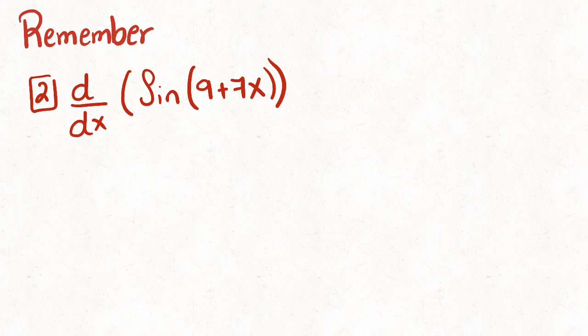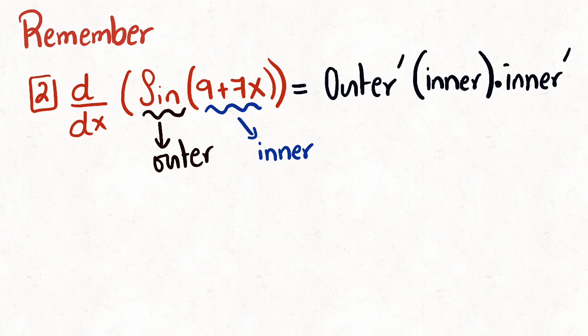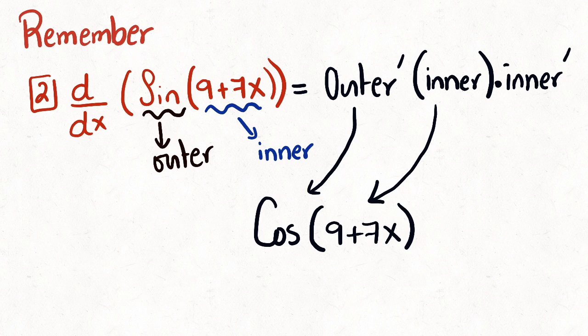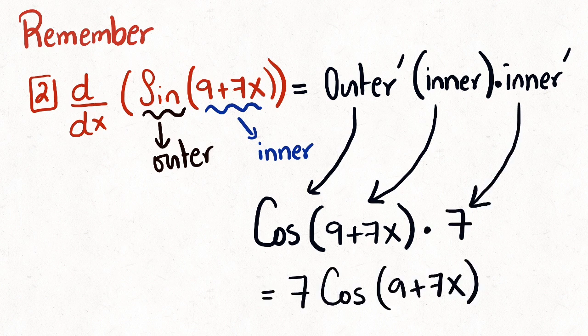Another example, find the derivative of sine of (9 plus 7x). The angle is 9 plus 7x. Sine is the outer function and the angle 9 plus 7x is the inner function. We apply the chain rule. The derivative of sine is cosine. We keep the inner as it is, and the derivative of the inner is only 7.